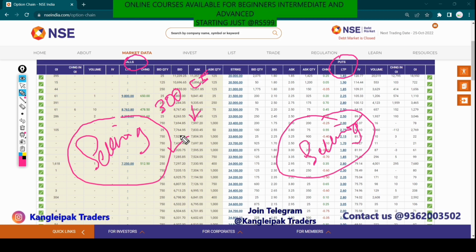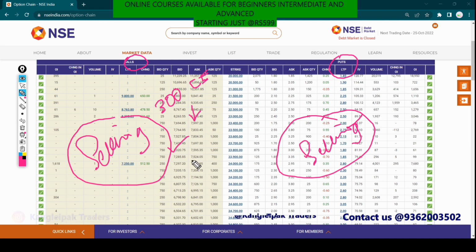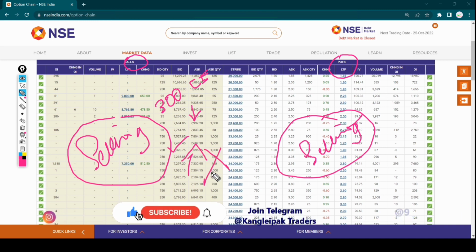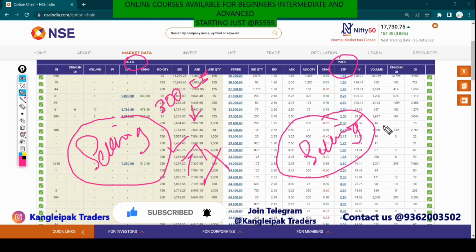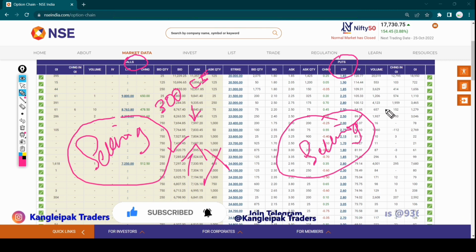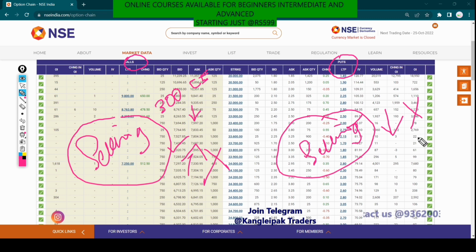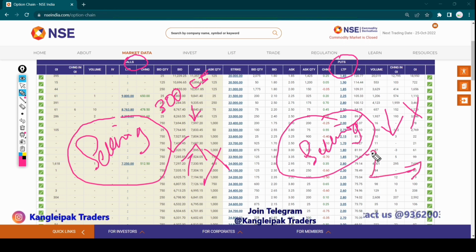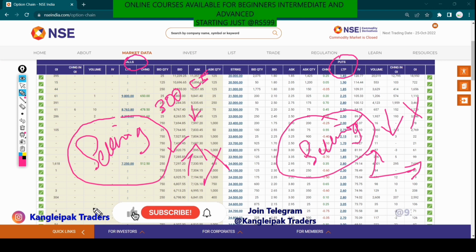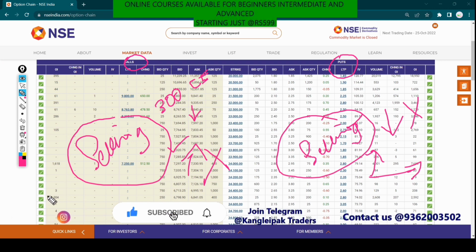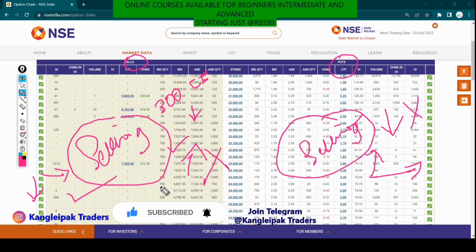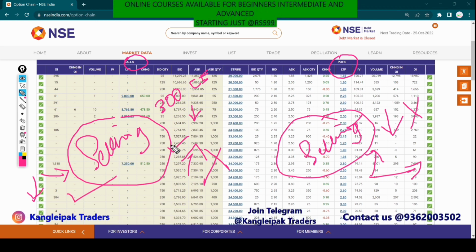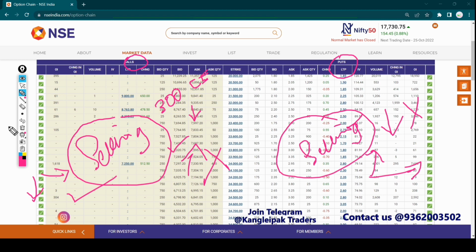Why do people sell calls? People sell calls because they don't want the market to go up. And why do people sell puts? People sell puts because they don't want the market to go down. So if the market is sideways or goes up, put sellers will be in profit. If the market goes down or sideways, everybody who sells calls will be in profit.